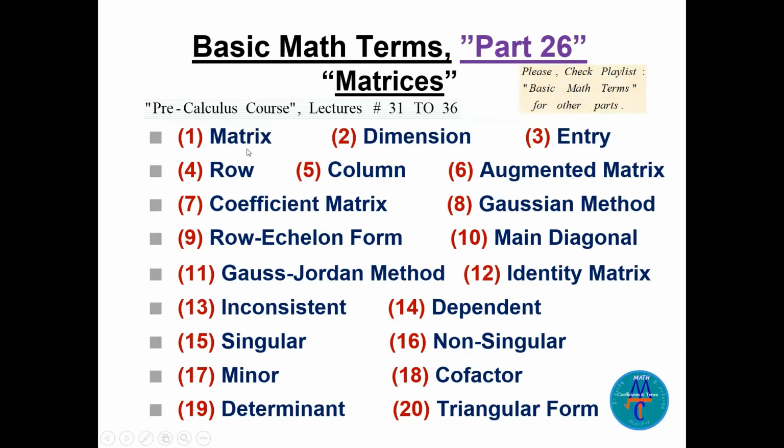The terms here are matrix, dimension, entry, row, column, augmented matrix, coefficient matrix, Gaussian method, row-echelon form, main diagonal, Gauss-Jordan method, identity matrix, inconsistent, dependent, singular, non-singular, minor, cofactor, determinant, and triangular form.